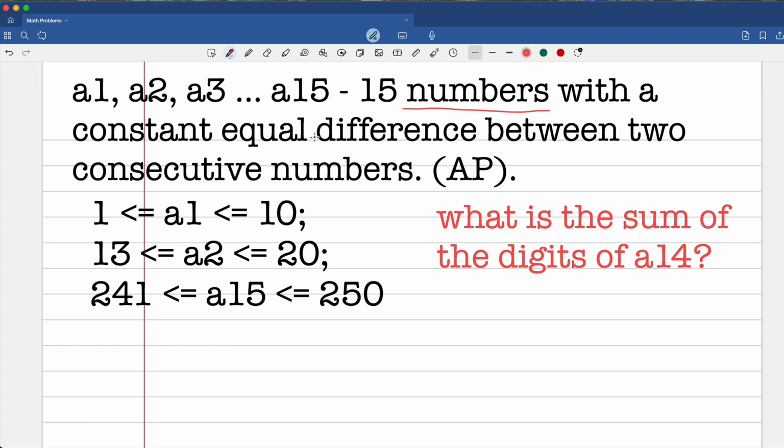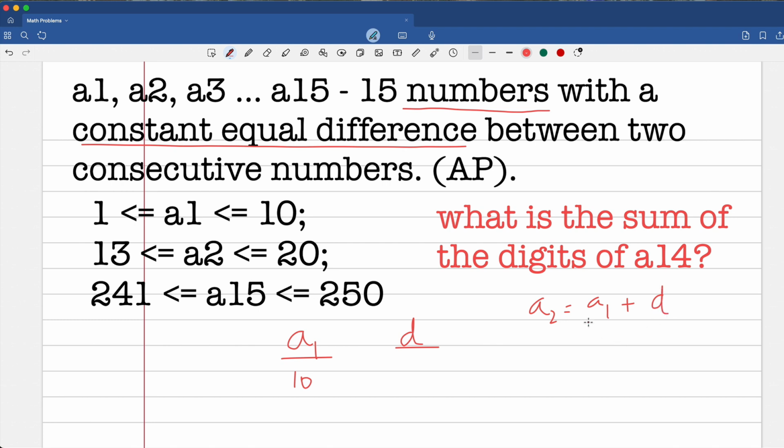Then you realize that I have 15 numbers, and those 15 numbers have a constant equal difference, right? A constant difference between two consecutive numbers. But is this enough? Because if I know A1 and I know the constant difference, then I pretty much know everything. But A1 has 10 possibilities, and the constant difference could be anything, right? It could be huge. The only thing I know is A2 is A1 plus the constant difference.